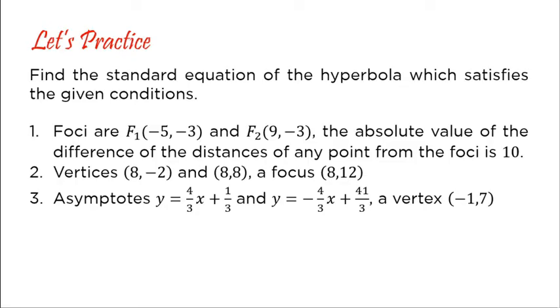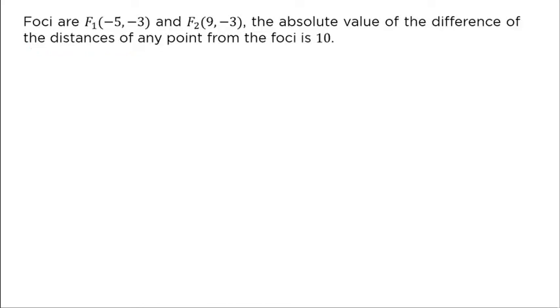Now, let's practice solving this one. Okay, so what we're going to do is to find the standard equation of the hyperbola that satisfies the given conditions below. So we have actually here three problems. So let's try problem number 1. Okay, so for problem number 1, we have the foci are F sub 1, negative 5, negative 3, and F sub 2, 9, negative 3. And the absolute value of the difference of the distances of any point from the foci is 10.